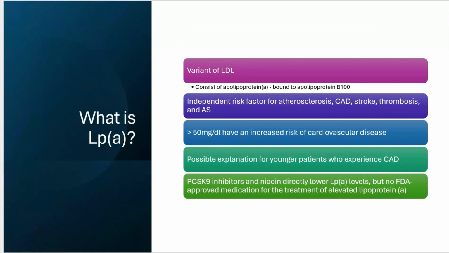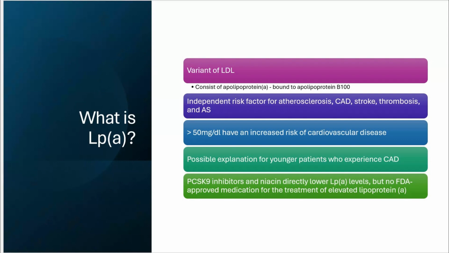Lipoprotein A, or Lp(a), is a variant of LDL, also known as the bad cholesterol. It consists of apolipoprotein A that is bound to apolipoprotein B100. It is an independent risk factor for atherosclerosis, coronary artery disease, stroke, thrombosis, and aortic stenosis.